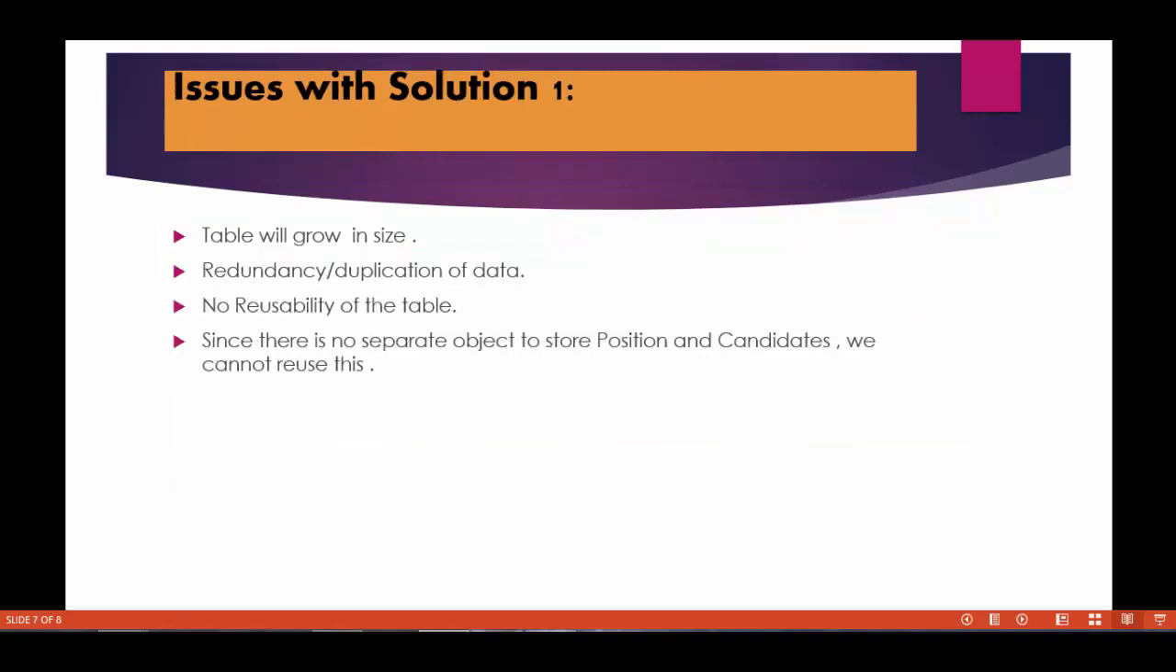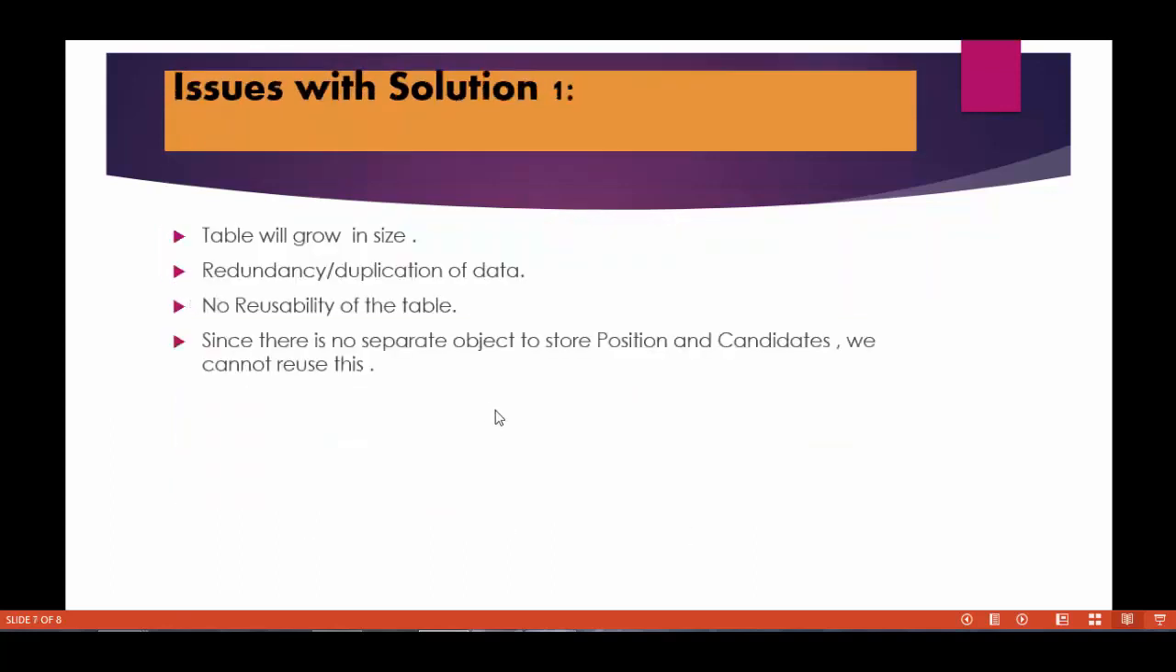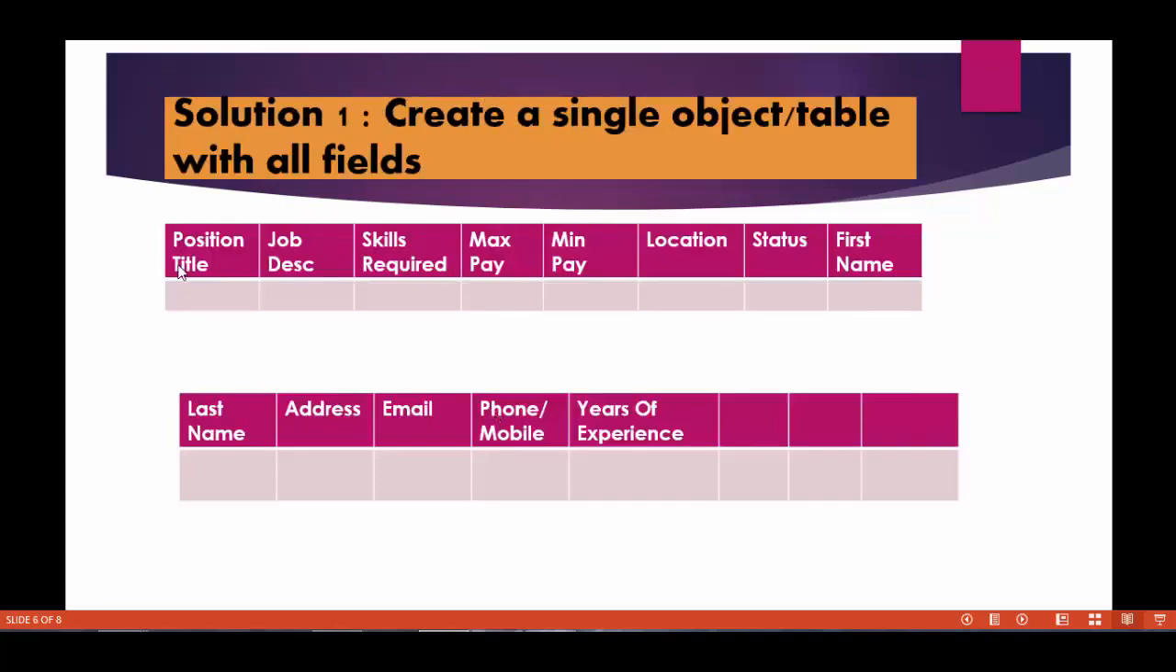The second is the duplication of data. Let's say there was a position for a Salesforce developer, and these are the information that we provide for that position. Now let's say this candidate named Deepika has applied for that position. Let's say there's another candidate, John, who applied for the same position. So there is a lot of duplication of data involved here. We will be repeating the same information like position title, job description, skills required, maximum and minimum pay, and location for these two candidates.